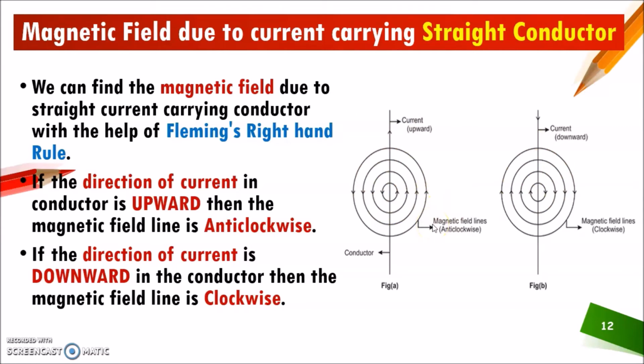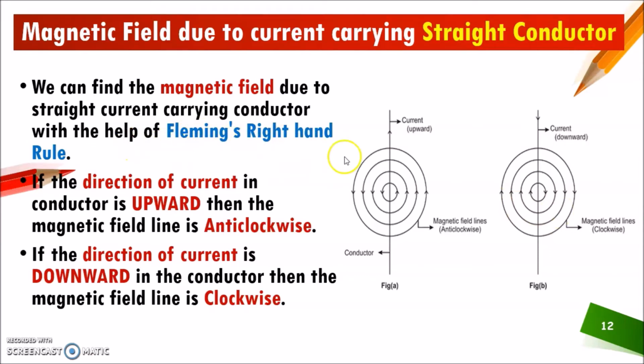Students, it can be observed by passing a current carrying straight conductor through a cardboard and sprinkling iron filings on it. Is it clear, students? So we can say that the direction of magnetic field lines in this case is anti-clockwise and in this case is clockwise. So how can we say that the direction of magnetic field lines is anti-clockwise in this case and clockwise in this case? We have to follow this rule, Fleming's right hand rule.